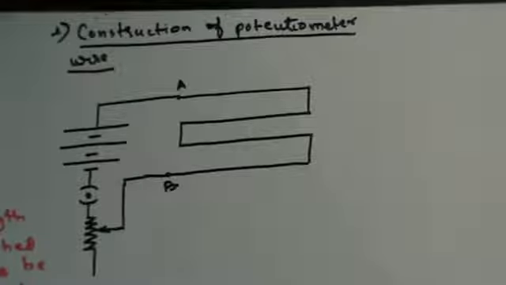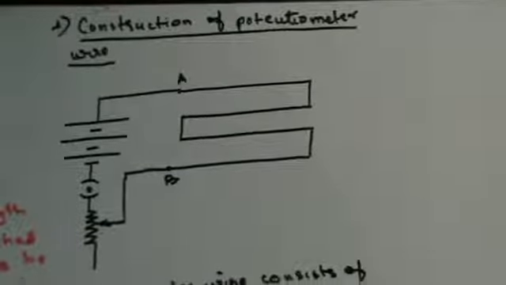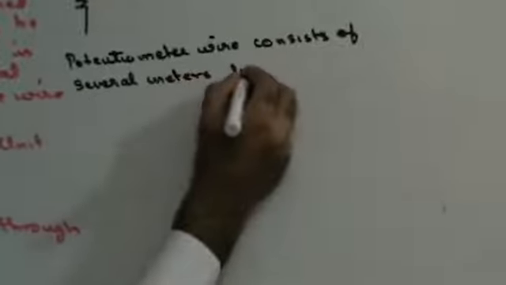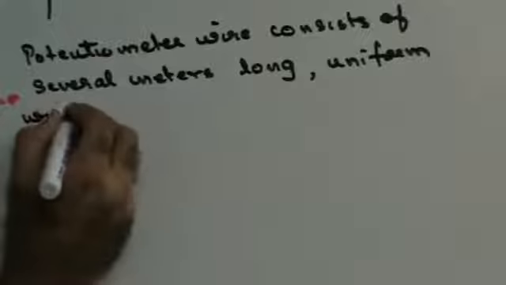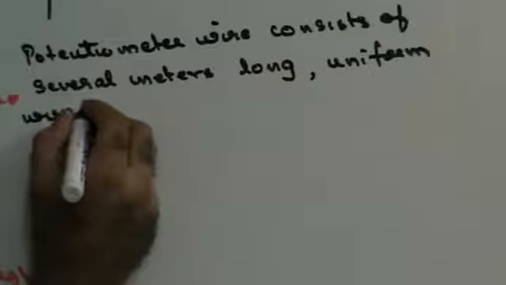So I can say that a potentiometer wire consists of several meters long uniform wire, which is stretched on a wooden board.